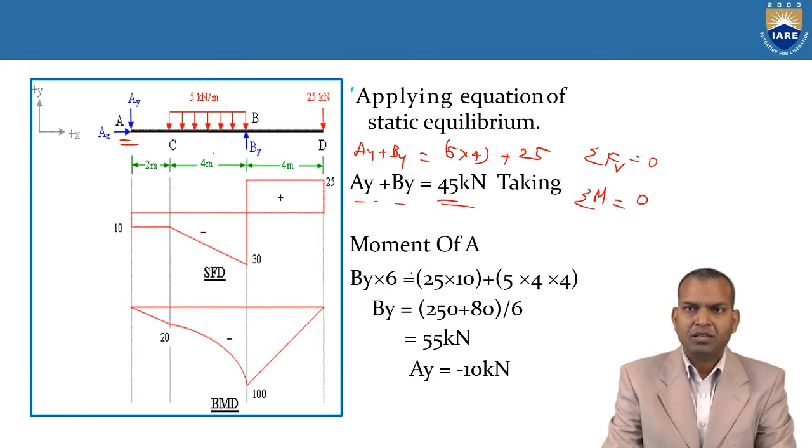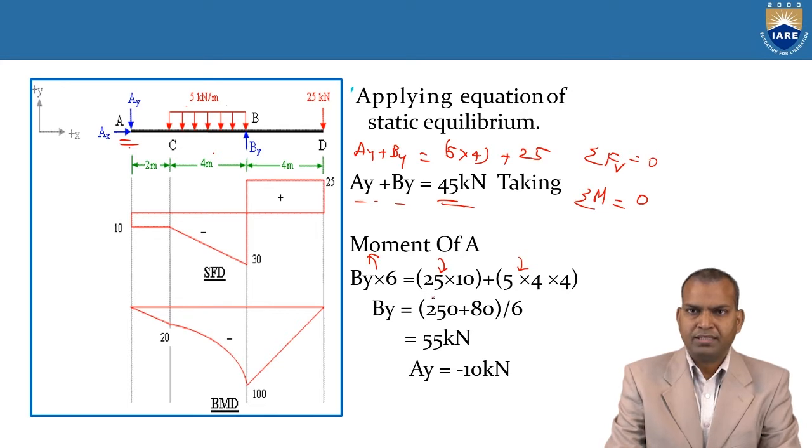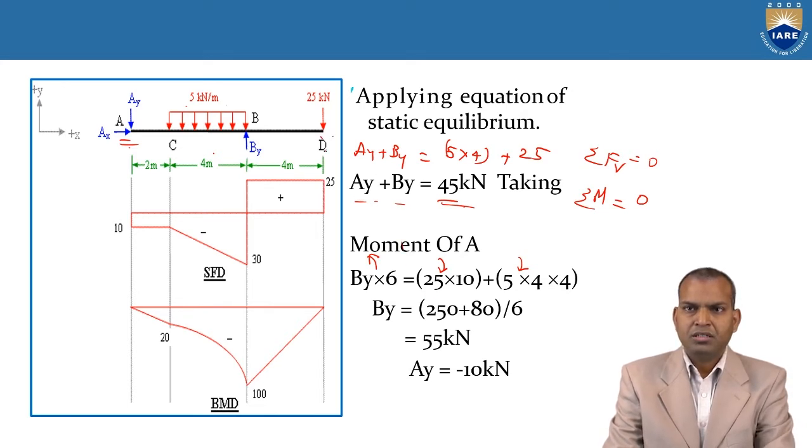Now the moments: the anti-clockwise moment is BY into the perpendicular distance, that is 6 meters. These others are our clockwise moments. The clockwise moment is 25 kilonewtons into 4 plus 4 plus 2 meters, that is 10 meters. That is 25 into 10.